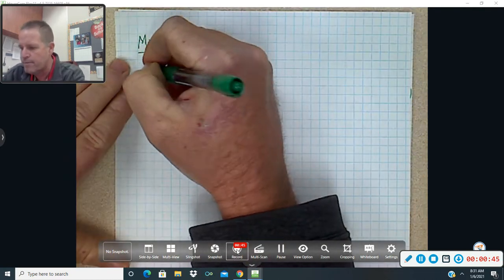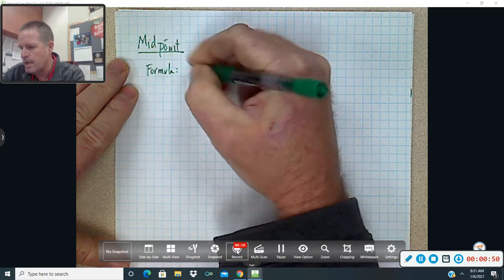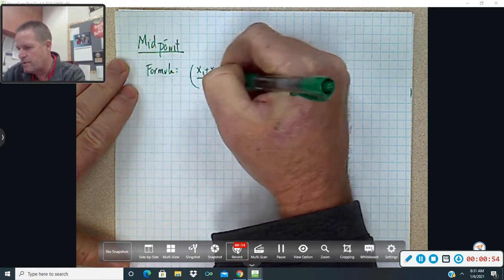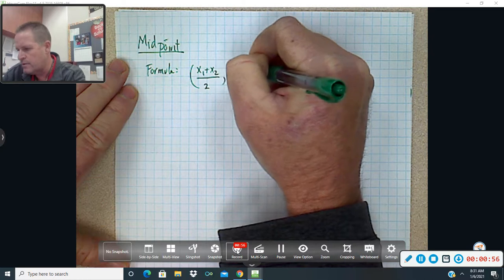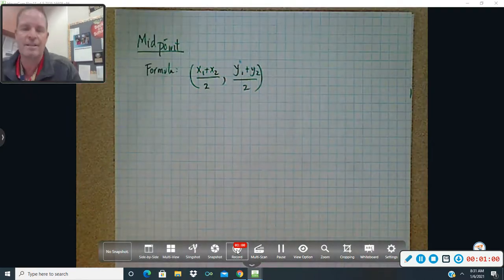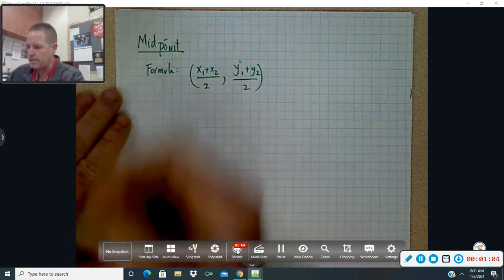So there's a midpoint formula that you're going to use, and the formula is to add the x's, divide by 2, add the y's, divide by 2. Okay, and you were taught that last week, so that should be pretty obvious to you. Let's just do a couple of quick examples of that.